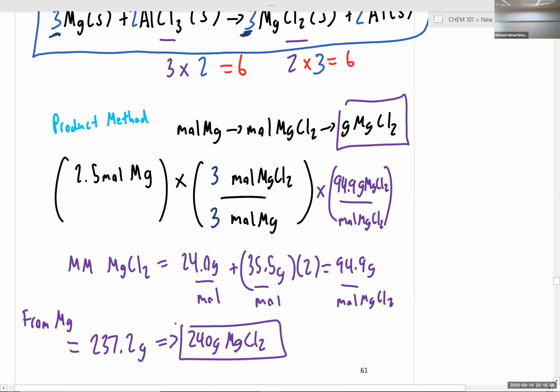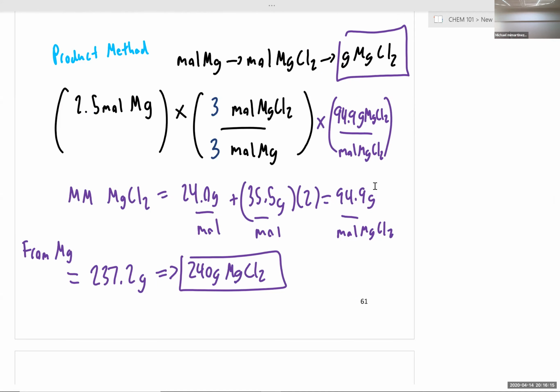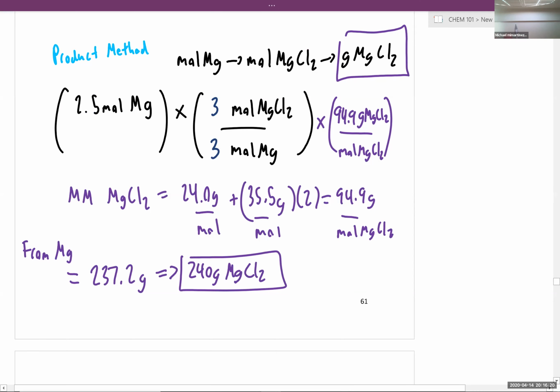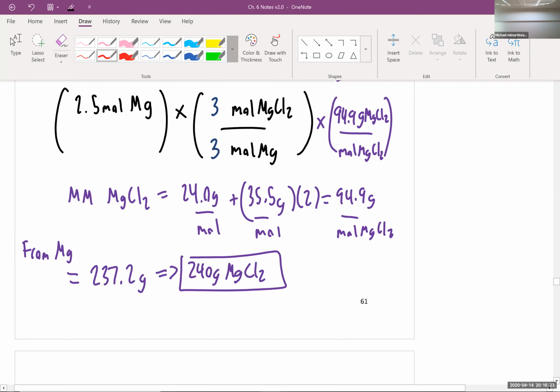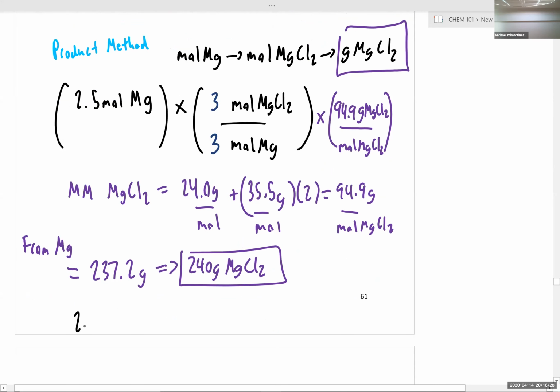But we aren't done in this problem. This is just our first calculation. We're going to need to also calculate the mass of magnesium chloride generated from our second reactant. Okay, so let's repeat this process for our second reactant. Considering we have 2 moles of aluminum chloride, we're going to do the same conversion, except this time we're going to need to convert moles of aluminum chloride to moles of magnesium chloride.